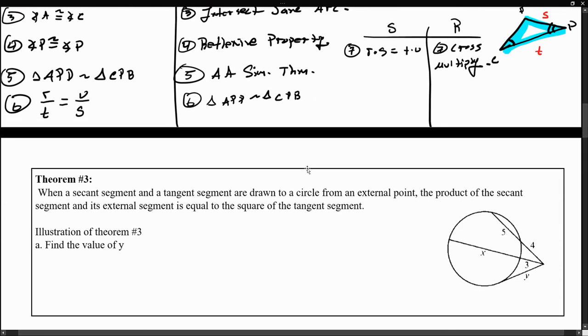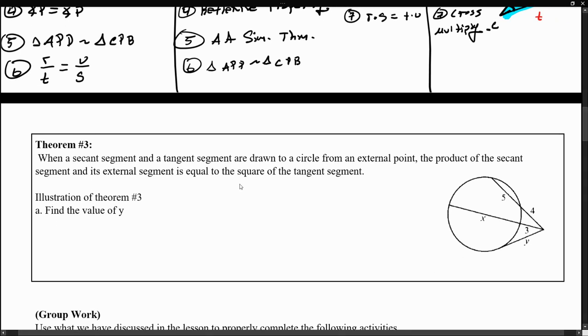So let's discuss, we're not going to prove this, but we're going to show a small example to illustrate what this theorem is saying. Notice that this one talks about a secant and a tangent line. It states, when a secant segment and a tangent segment are drawn to a circle from an exterior point, which is exactly here, the product of the secant segment and its external segment is equal to the square of the tangent segment.